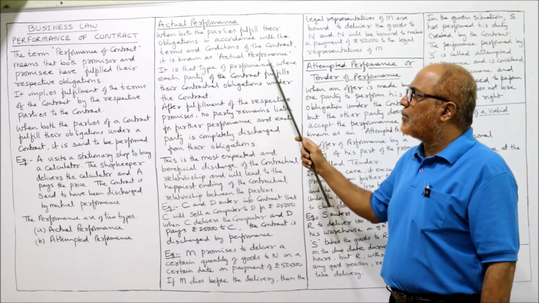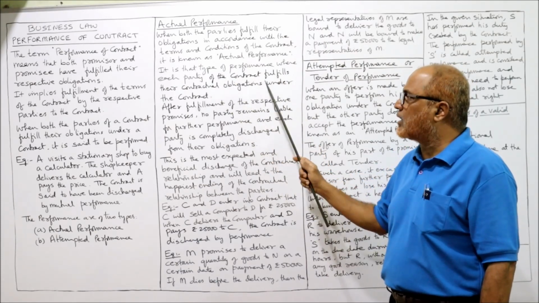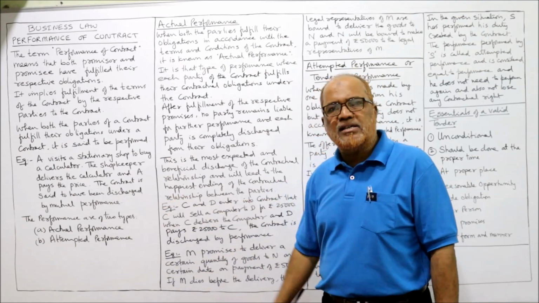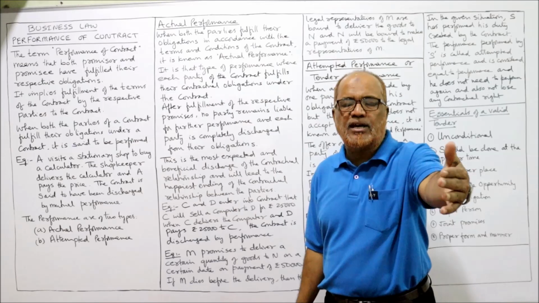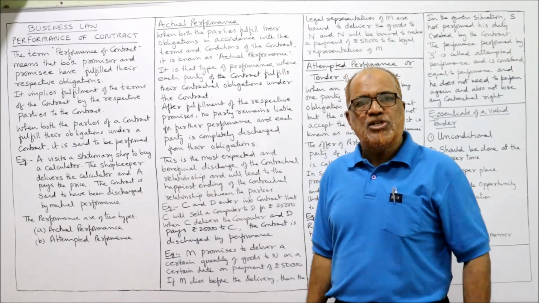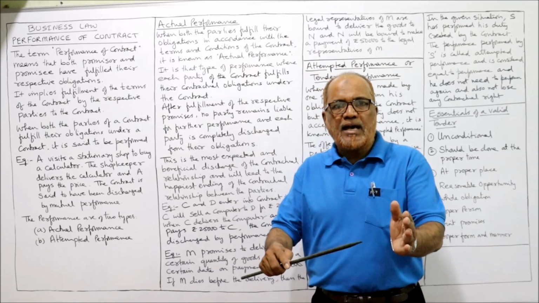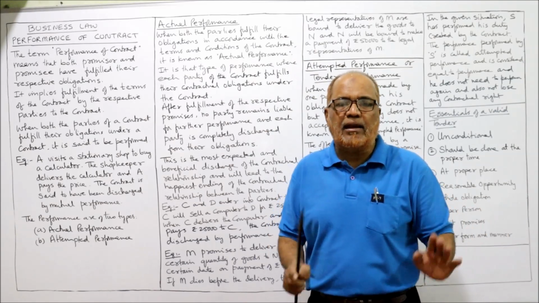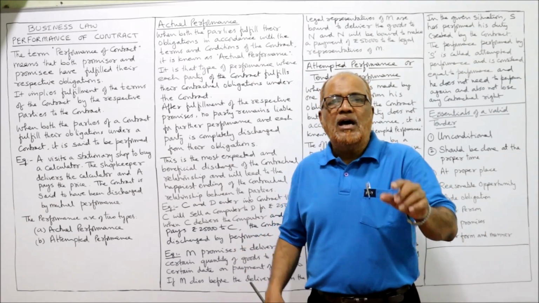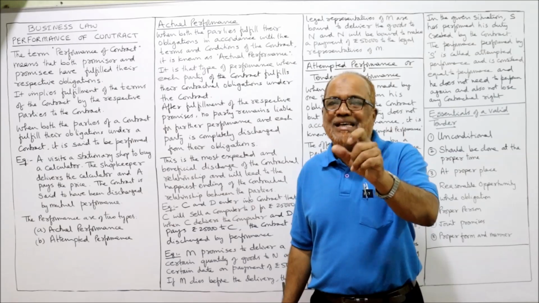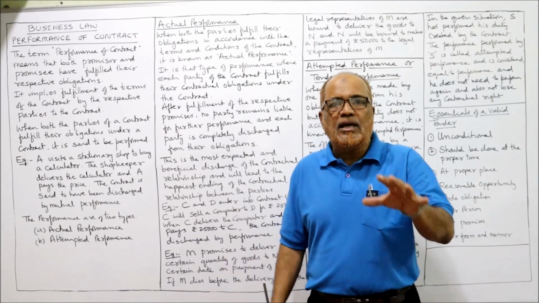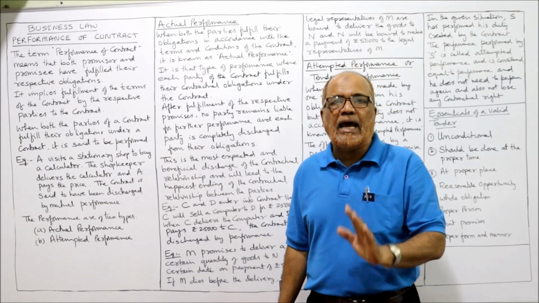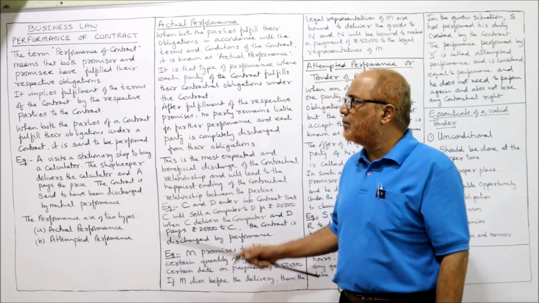Now, it is that type of performance where each party of the contract fulfills their contractual obligations under the contract. Nothing is left. Just now I have given one example. A visits a stationery shop to purchase a calculator. A has given the price and B, the shopkeeper, has delivered the calculator. That means both the parties have completed, has satisfied their terms and conditions. They completed their contractual obligations. The relationship comes to an end. This is called actual performance.